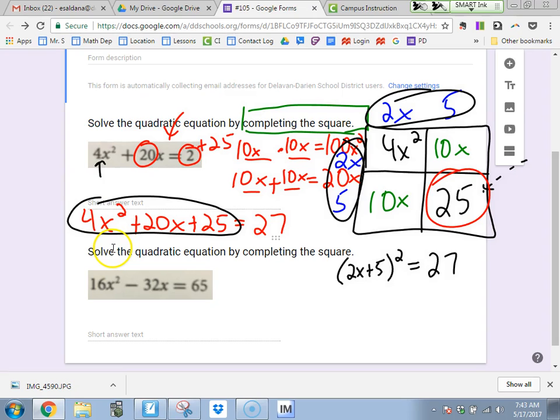Again, my goal is to find out what x equals, to solve for x. So I take the square root of both sides. Remember that I've got to consider the positive square root of 27 and the negative square root of 27. So then I have two different options: 2x plus 5 equals the square root of 27, and 2x plus 5 equals the negative square root of 27.